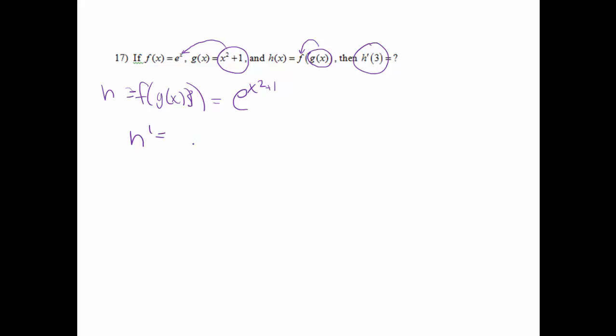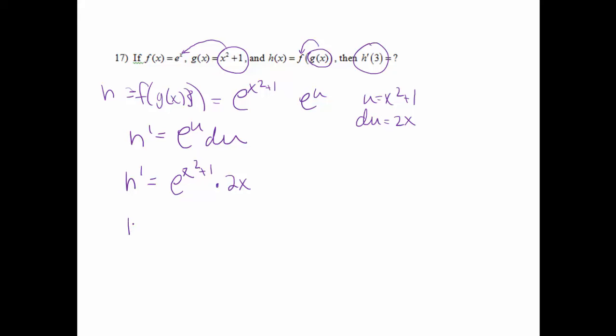So h prime will equal, this would be like e to the u, and my u will be x squared plus 1. My du would be 2x, and so h prime is equal to e to the u du, and so h prime will equal e to the x squared plus 1 times 2x, and it asked me to find it at h prime of 3, so now I'm going to plug in 3, so I'll get e to the 3 squared plus 1 times 2 times 3. That will give me 6e to the 10, and that would be my answer.